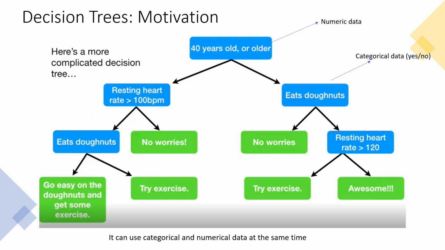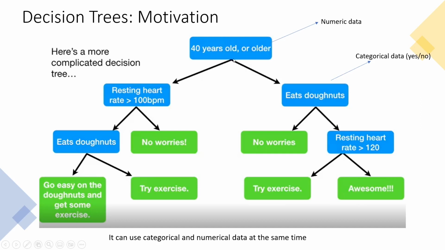So this is a more complicated tree. That's an example. In this tree we have both numerical data as well as categorical data. What we mean by numerical data is, for example, the age of the person. The question we ask in this node is whether the person is 40 years old or older. Since we are using a numerical value as the age, that's numerical data.